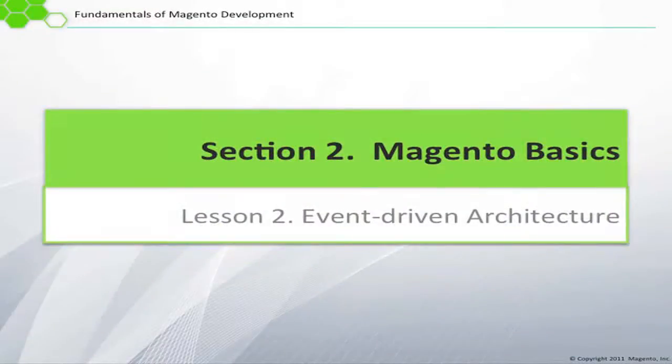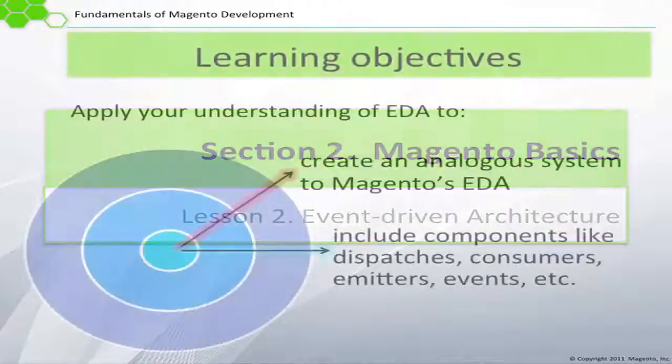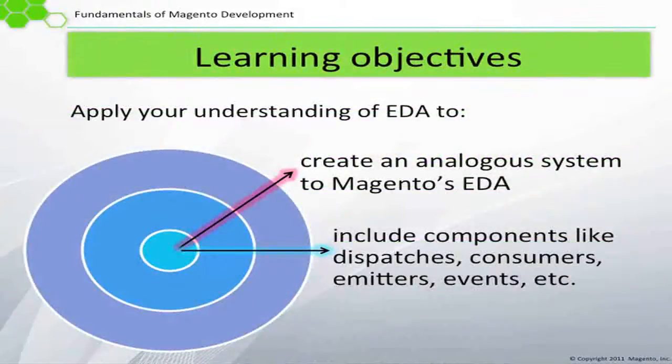This is section 2. In section 1, we talked about MVC and OOP in relation to Magento. And now we're going to talk about event-driven architecture. We'll be going through this and taking a look at what composes an event-driven architecture system.